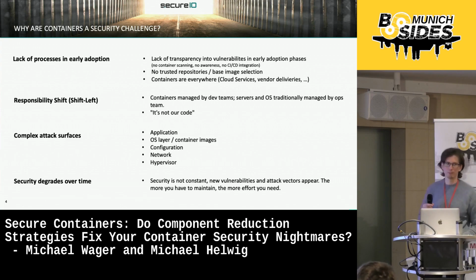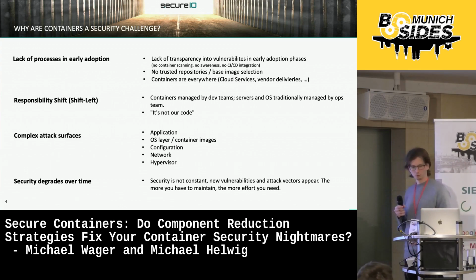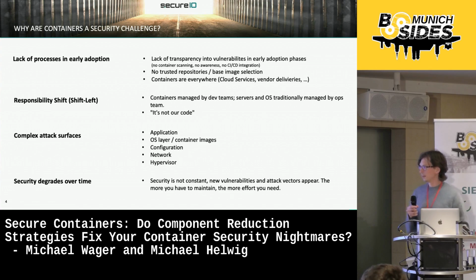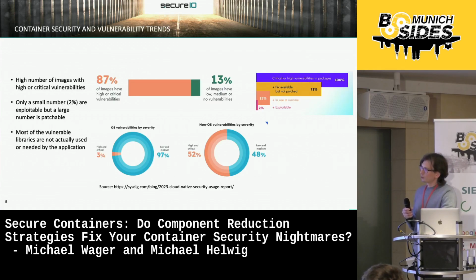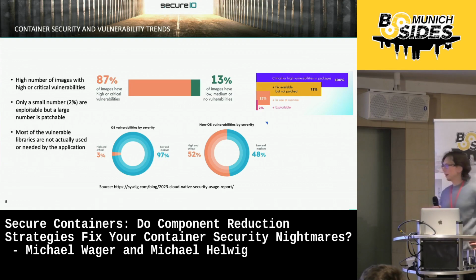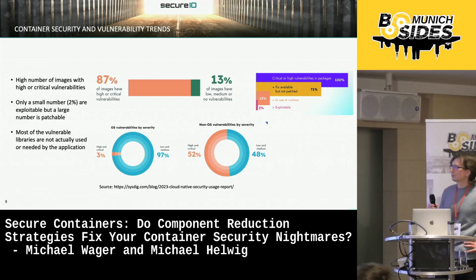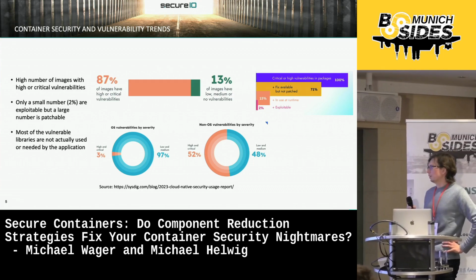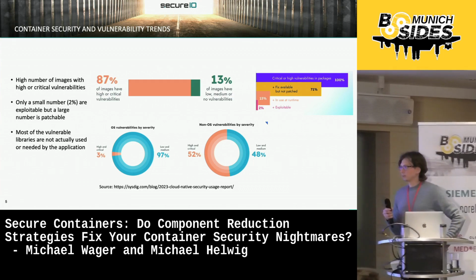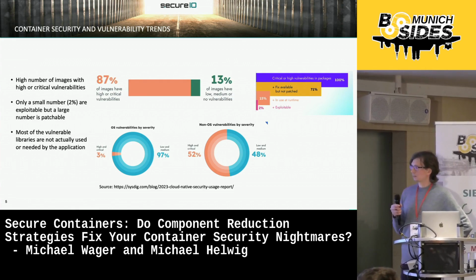Security degrades over time. There will always be new vulnerabilities, new issues appearing, and the more diverse your container landscape is, the more headaches you will have in the future to keep all that under control. If you look at statistics about vulnerabilities, this report is from a vendor called Sysdig, but we found it very interesting. You see that 87% of images have high or critical vulnerabilities. 30% just have low, medium, or no vulnerabilities.